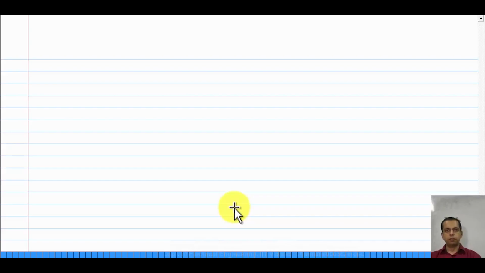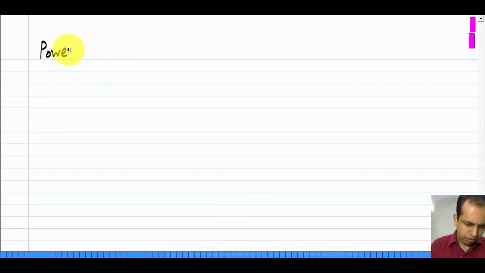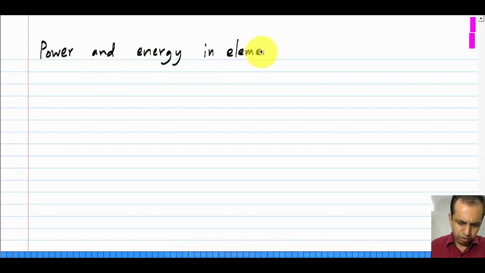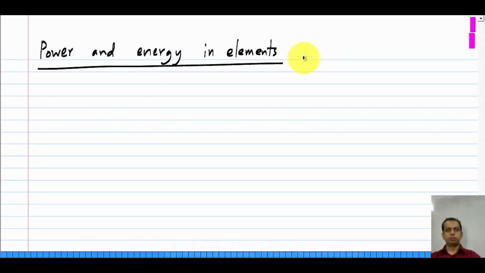So far in this course, we have looked at a number of electrical elements like the voltage source, current source, resistor and so on, and we have discussed the current voltage characteristics of these elements. In this unit, we will look at energy and power in these elements. First, I will discuss power and energy in general and then look at what happens in the particular elements that we know.